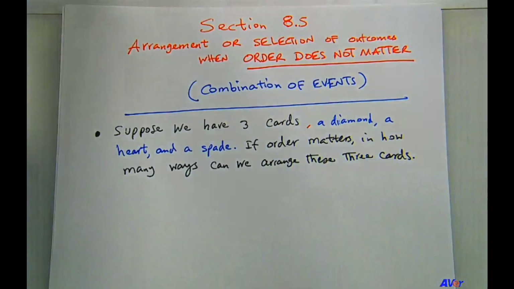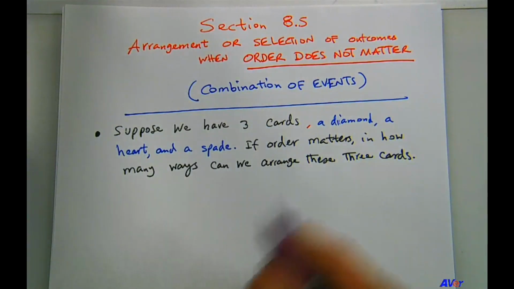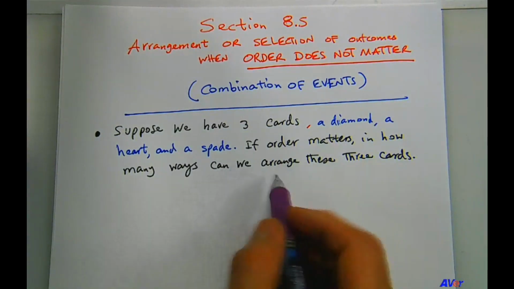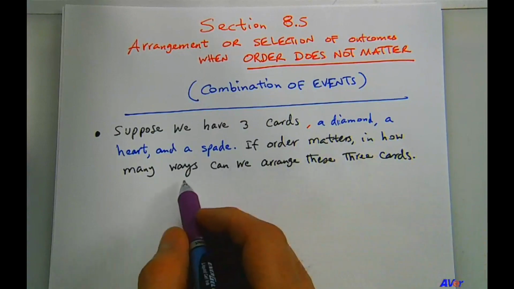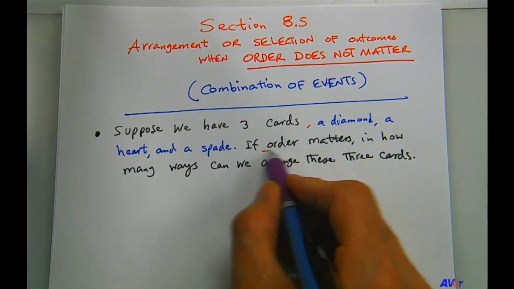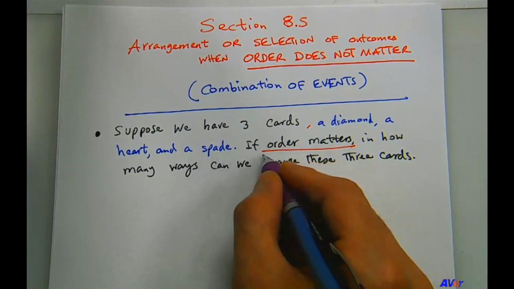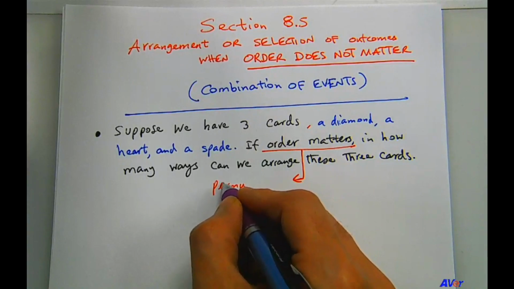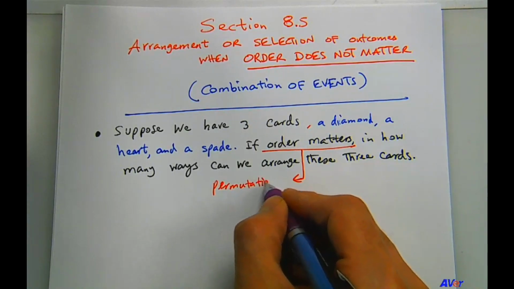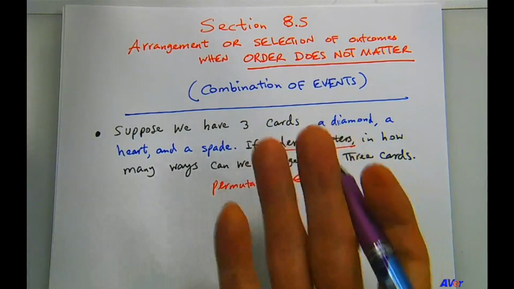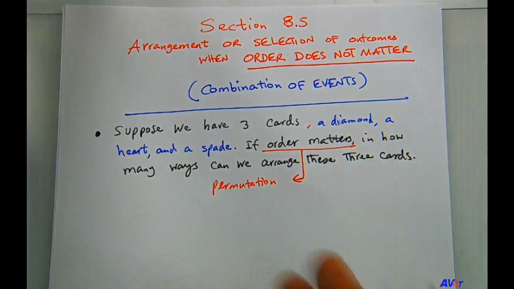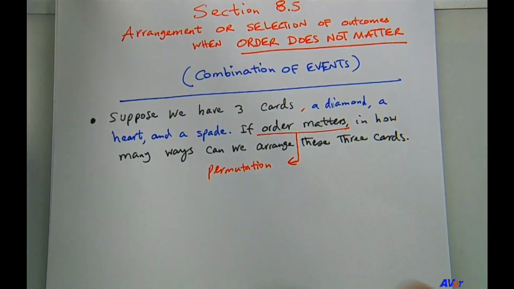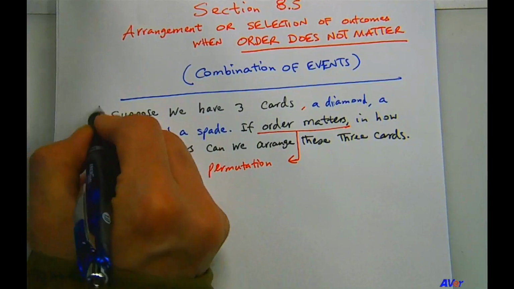Okay, so this is the case of permutation, because we're told that order matters. So order matters, that means we're counting the permutation of events, right? This is different than the combination, which is the main topic in this section. Okay, we learned how to calculate this in the previous section. Let's do it for this problem. And this is just an example.